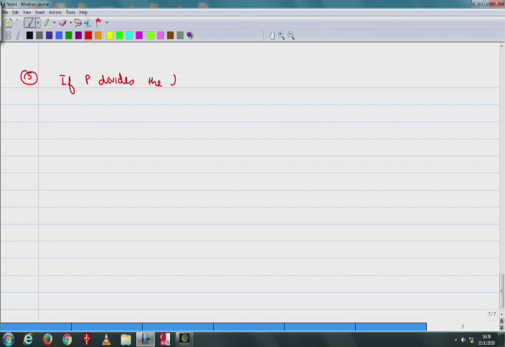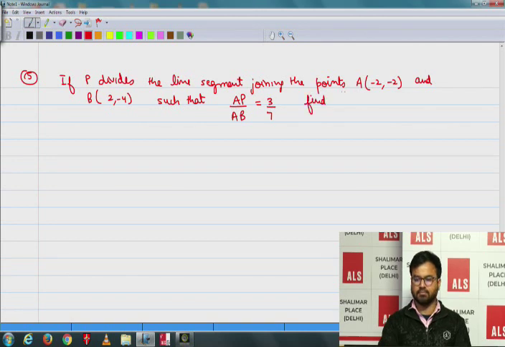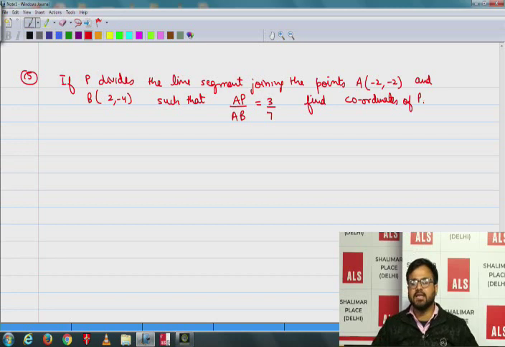If P divides the line segment joining the points A and B such that AP is to AB, that is 3 by 7, find coordinates of P. So if point P divides the line segment joining these 2 points and says that AP is to AB, that is 3 is to 7, then find the coordinates of P.